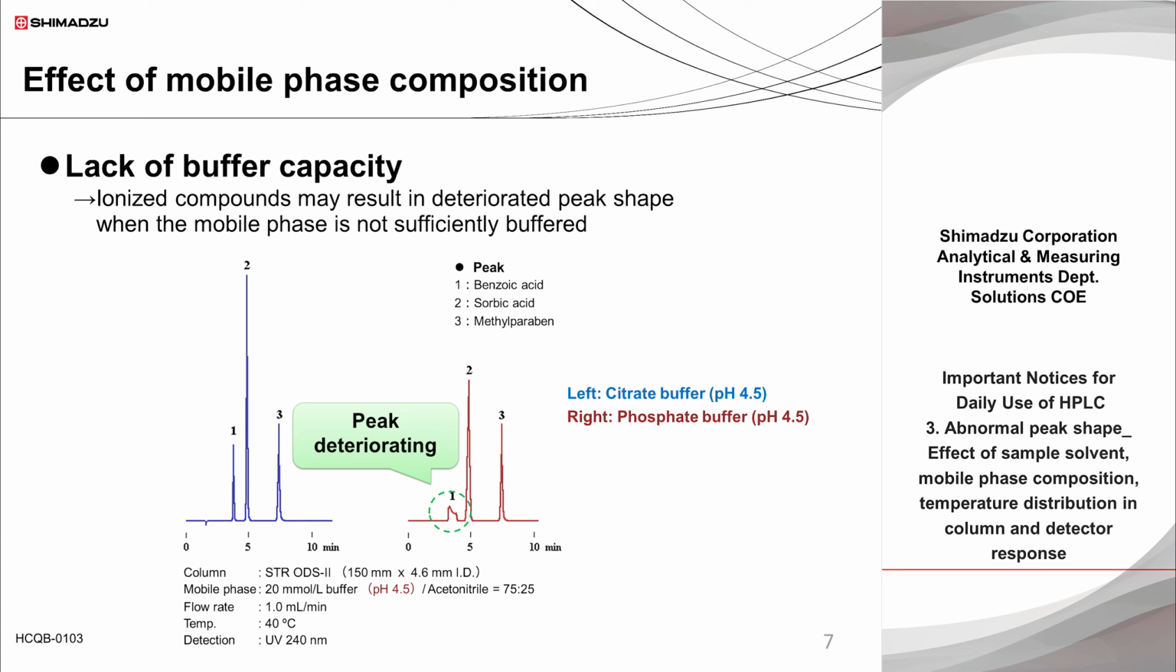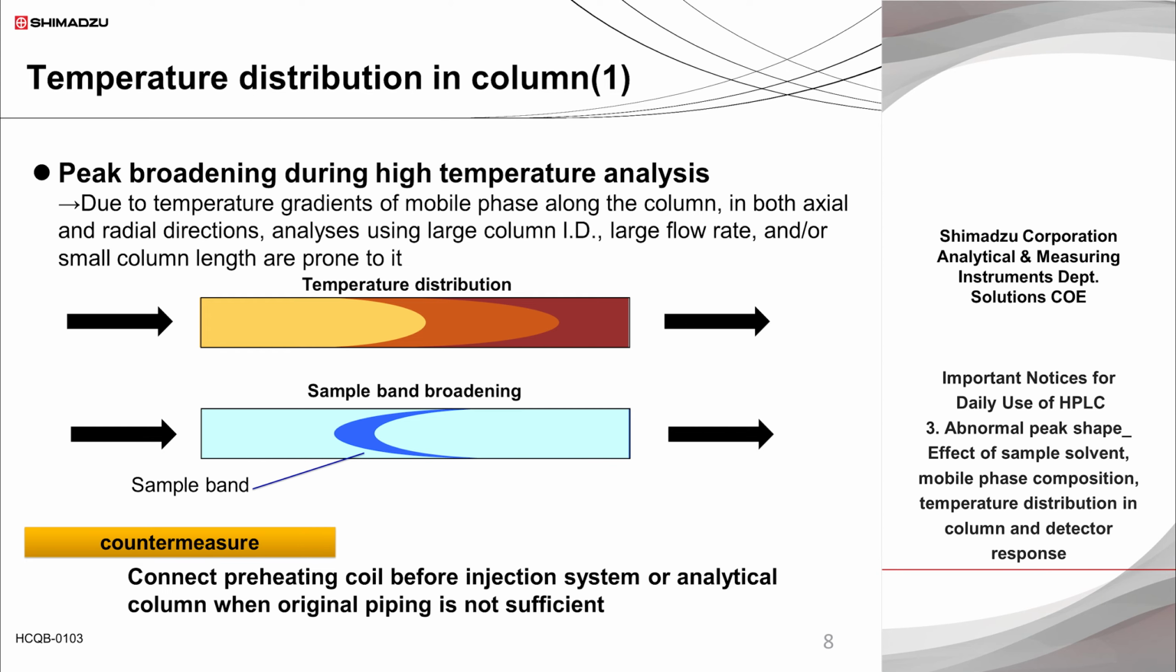Thus, when analyzing a sample compound in a charged state in reversed phase mode, it is necessary to select a buffer solution that exhibits buffering capacity at the desired mobile phase pH to deal with peak shape deterioration. Next, I will talk about the deterioration of peak shape due to temperature gradients along the column.